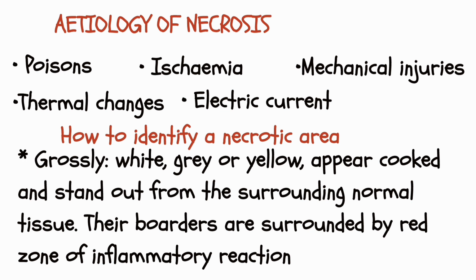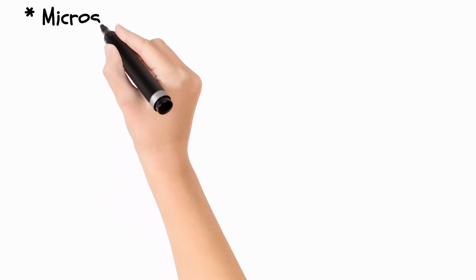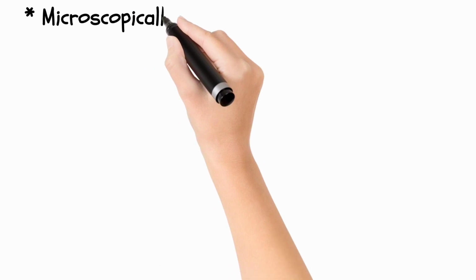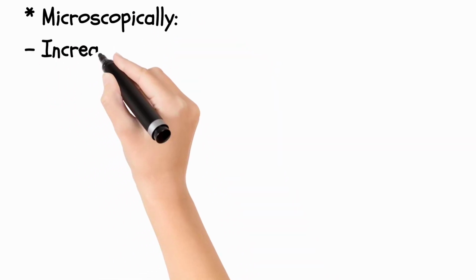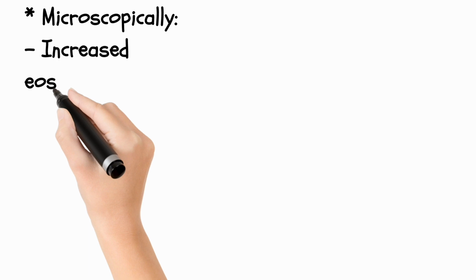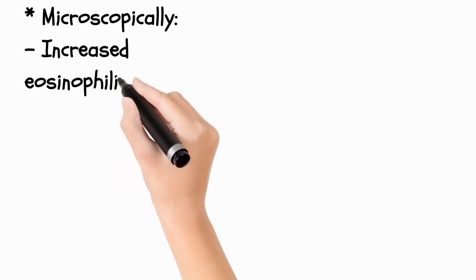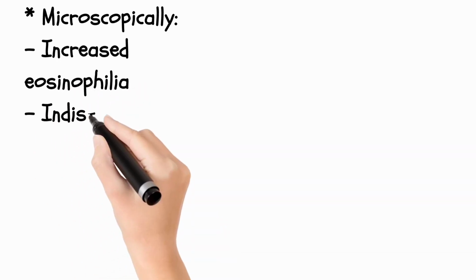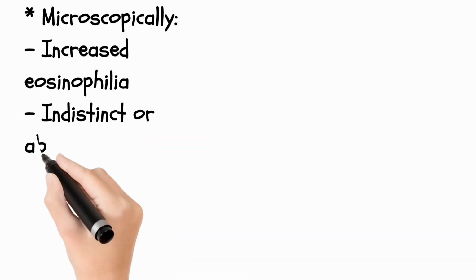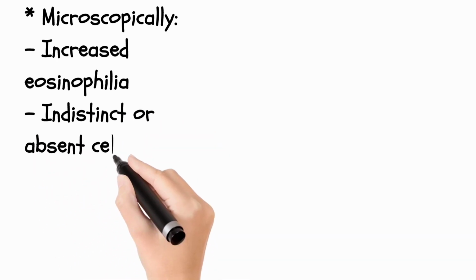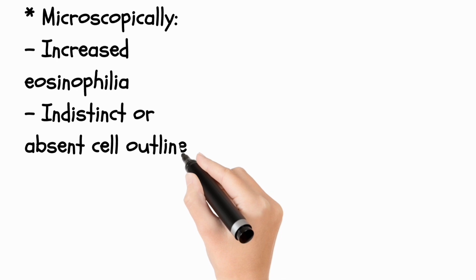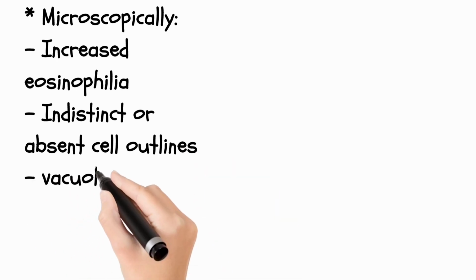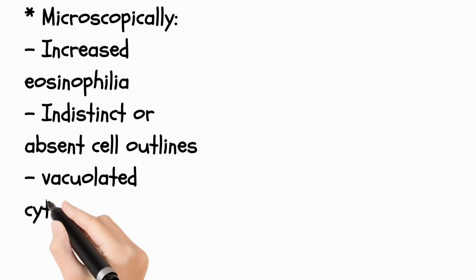Microscopically, when you use a microscope, this one you can't see just by looking at the organ or tissue. You need to use a microscope. There is increased eosinophilia. That is, there is presence of more eosinophils in the blood, and this will make the tissue stain more intensely pink with eosin than normal cells. Still on the microscopic lesions, the cell outlines are indistinct most times or absent.